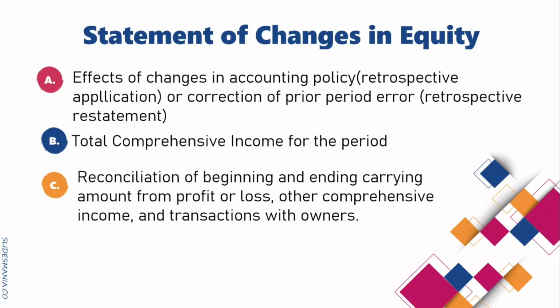Una, yung effect ng changes in accounting policy, retrospective application or yung application ng bagong accounting principle as if yung principle or yung policy na yon ang laging ina-apply. And yung correction sa mga error ng prior period or yung retrospective restatement. Retrospective restatement is yung pagtatama sa recognition, measurement, and disclosures ng amount sa financial statement as if yung error is hindi nag-occur. Makikita rin natin dito yung total comprehensive income for the period.